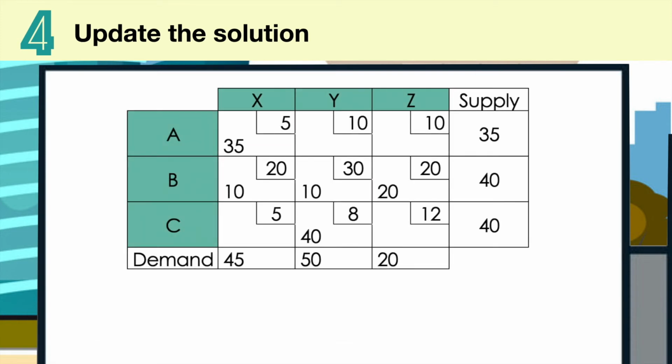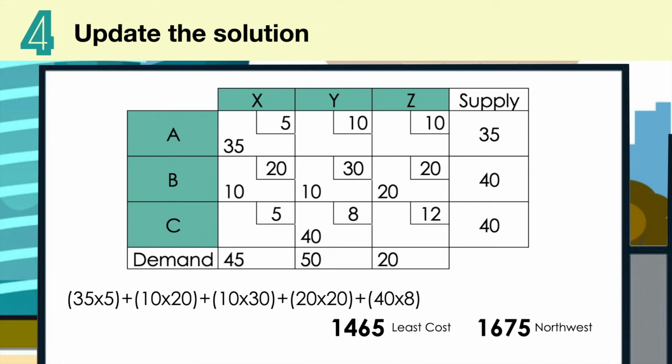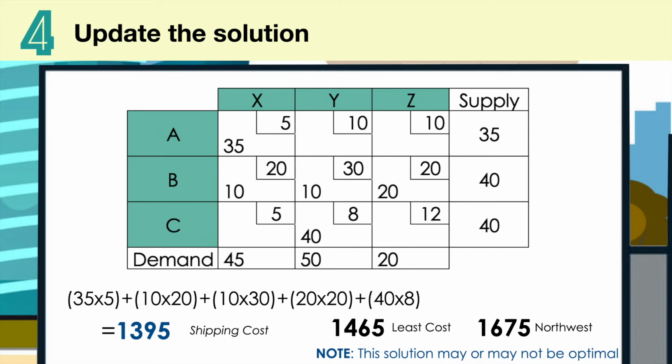We are going to compute the shipping cost for this solution. Take note of the values for the least cost method and northwest corner rule earlier. We are going to multiply 35 by 5, 10 by 20, 10 by 30, 20 by 20, 40 by 8, and the sum would be 1,395. It is less than the initial feasible solution, which means we are on the right track. But take note, this solution may or may not be the optimal solution.